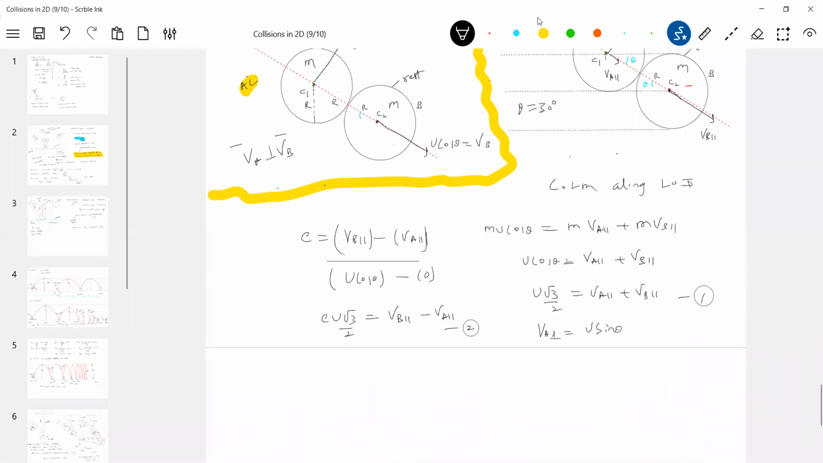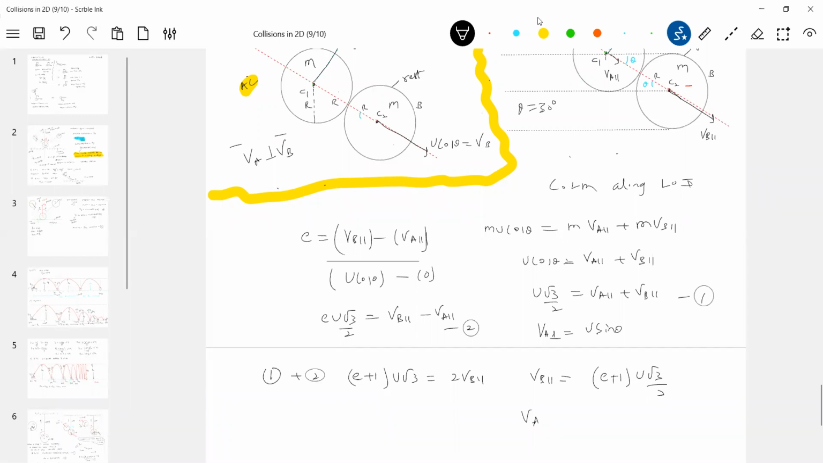Adding up these two equations, it should be equal to how much? e plus 1 times u root 3 should be equal to 2 VB parallel. So what is VB parallel? e plus 1 times u root 3 by 2. Substitute that here, and we'll get VA parallel.